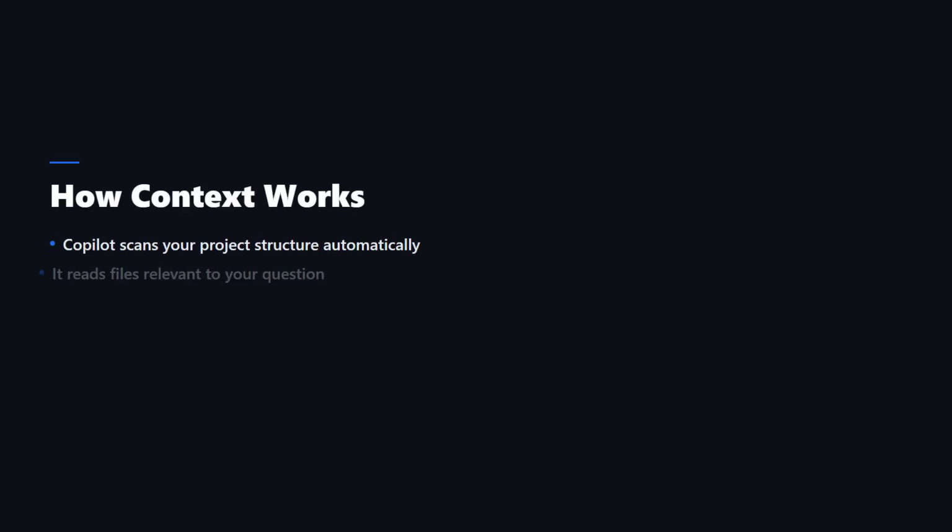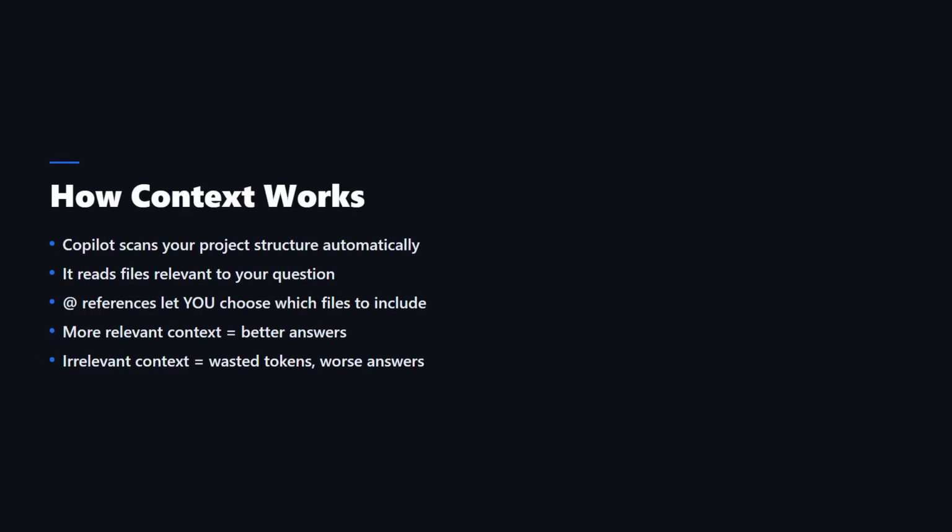When you ask Copilot a question, it scans your project structure and reads the files it thinks are relevant. That's the automatic path. But you can take control with references, explicitly telling Copilot to read a specific file. The key insight is balance. More relevant context makes answers better, but dumping irrelevant files wastes tokens and can actually make answers worse.